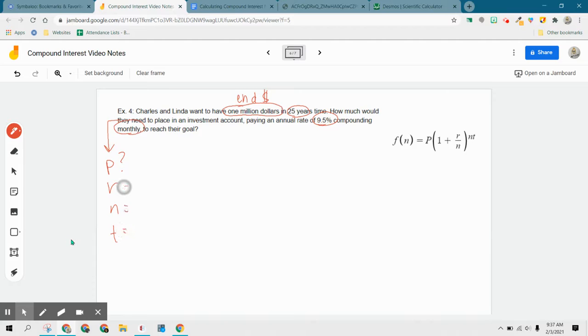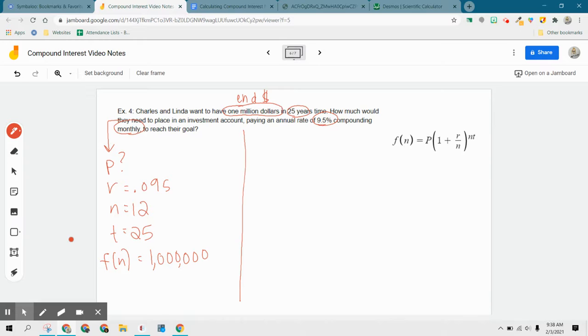Okay, so big difference. P is unknown. So we're going to actually leave P as a variable. Time is 25 years. We are compounding monthly, so N is 12. We have a rate of 0.095. And we already know the total. They want $1 million. So this is a very real world situation. This is kind of an example of people trying to figure out their retirement. So like if I want to retire in 25 years and I need this much money, how much do I need to invest now? That's a real scenario.